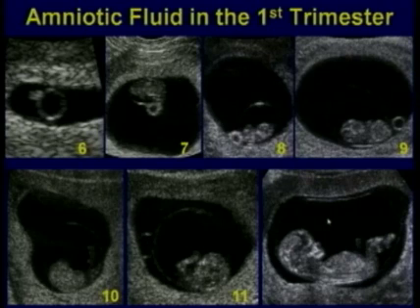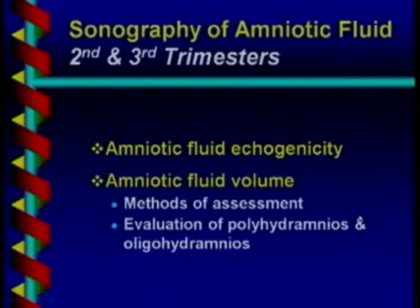By 12 weeks, almost all the fluid is amniotic fluid because the amnion is almost up against the chorion. And generally by the end of the first trimester or beginning of the second, all this chorionic fluid's gone and all the fluid you see is amniotic.